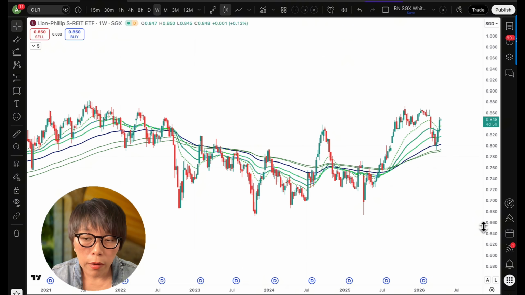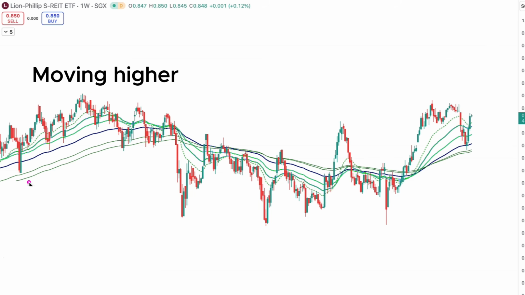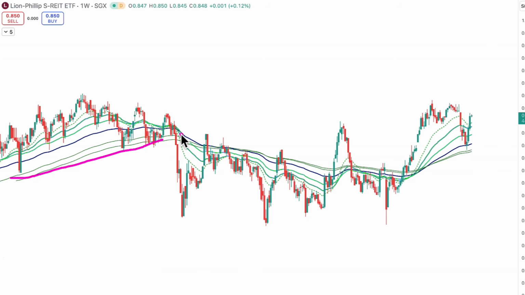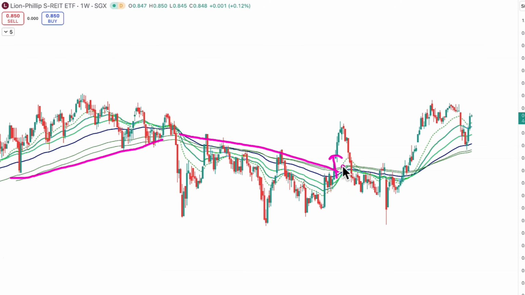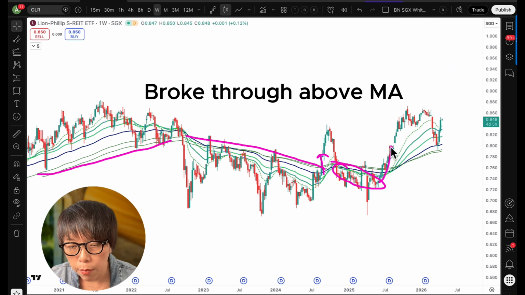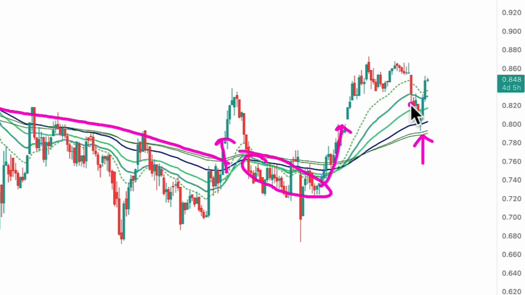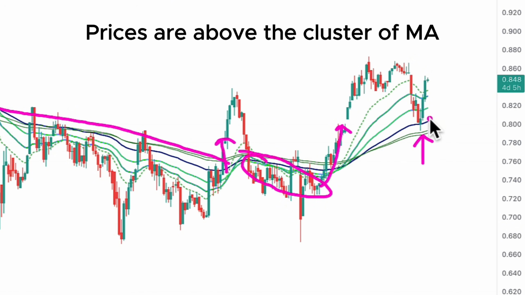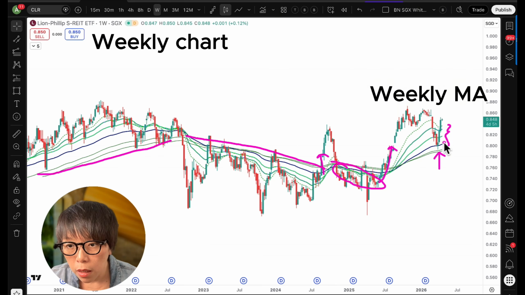Now, if you take a look at the weekly chart, the first inspection shows it was moving higher here, and then later the moving average seems to be slanting down, and there was an attempt to break above the moving averages, but it just fell back like this one here, and then it broke through the moving averages again. And right now, based on visual inspection, it seems to suggest that prices are above the cluster of moving averages here. Note that because this is a weekly chart, these are the weekly moving averages.